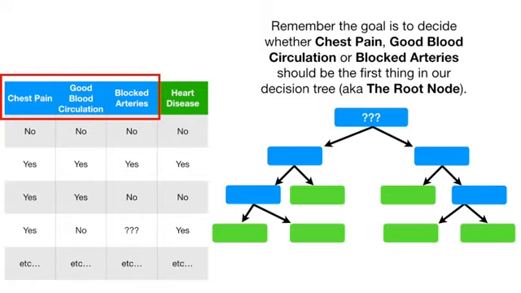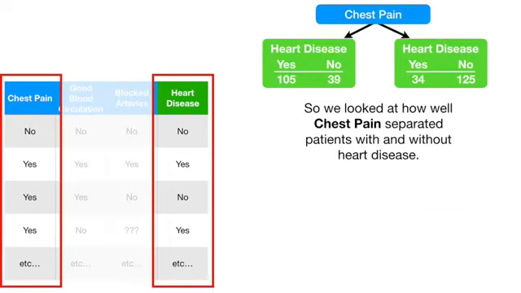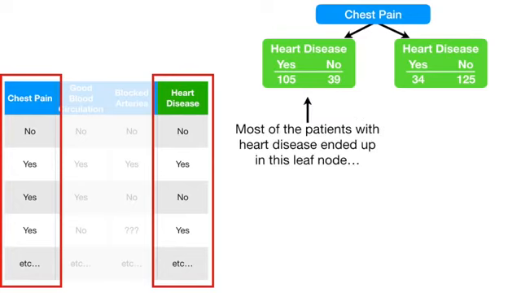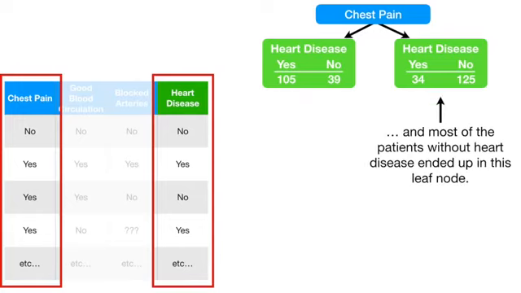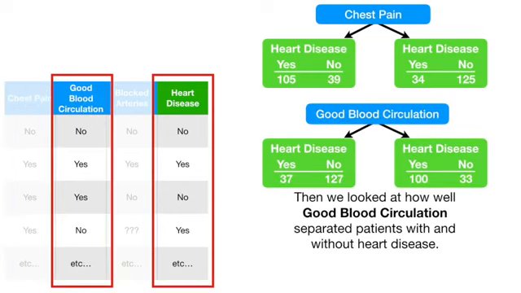Remember, the goal is to decide whether chest pain, good blood circulation, or blocked arteries should be the first thing in our decision tree, aka the root node. So we looked at how well chest pain separated patients with and without heart disease. It did okay, but wasn't perfect. Most of the patients with heart disease ended up in this leaf node. And most of the patients without heart disease ended up in this leaf node. Then we looked at how well good blood circulation separated patients with and without heart disease. It wasn't perfect either.